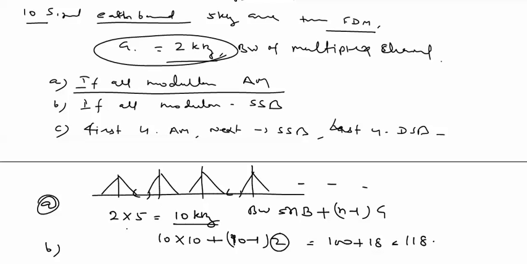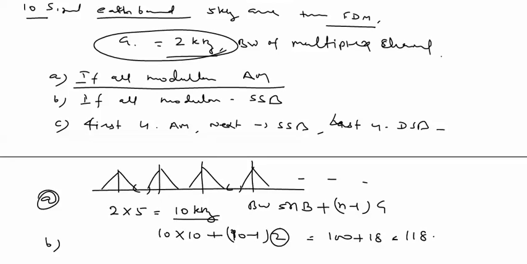Question B: if all are SSB, then the bandwidth is 10 into 5, because SSB bandwidth is only omega m, not twice, and the guard band still occupies the same space, 9 into 2. The answer is 68.